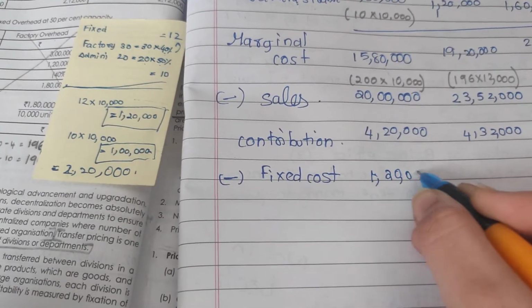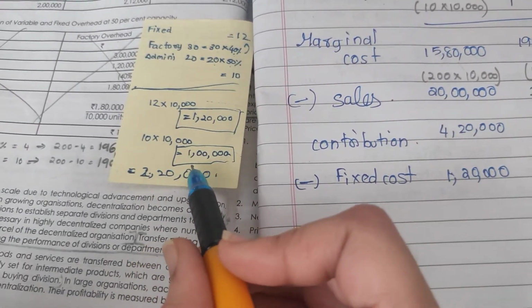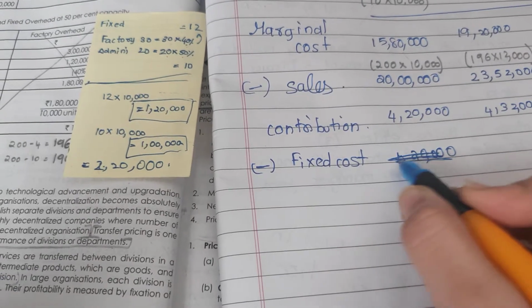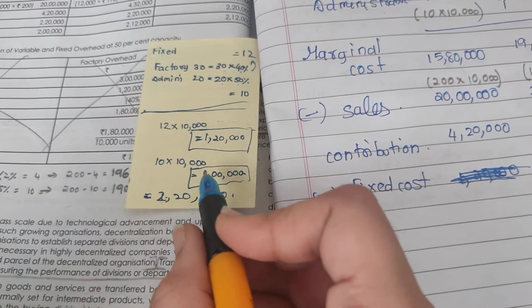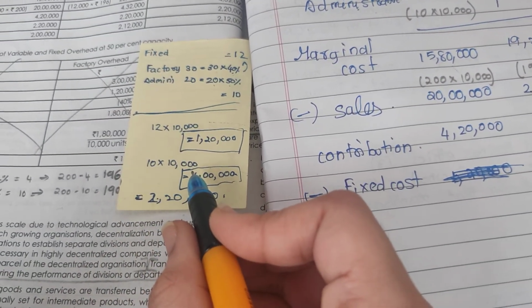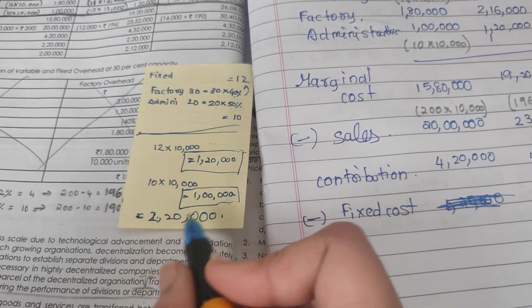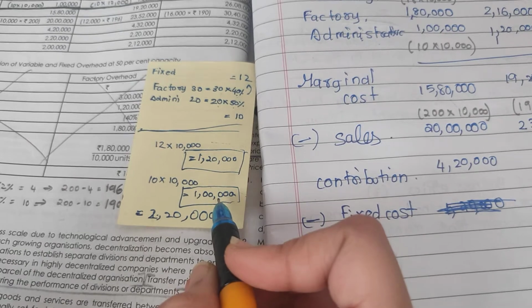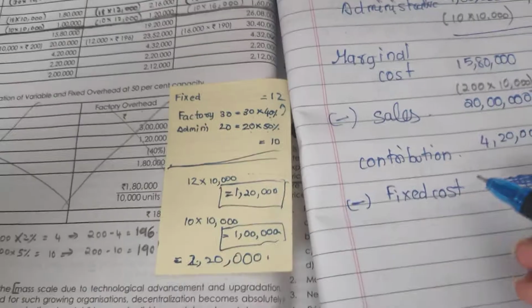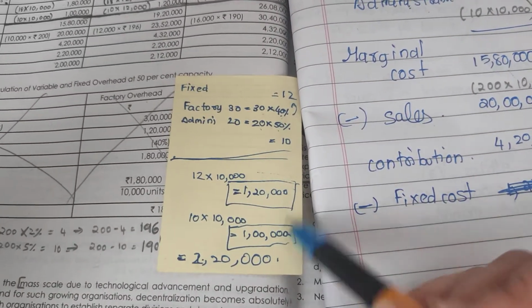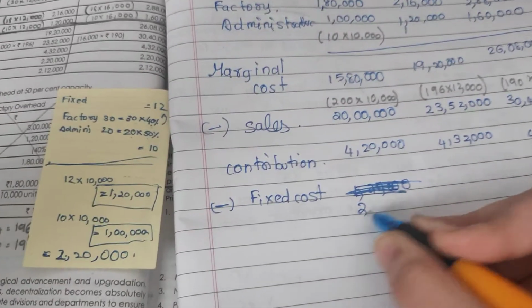1,20,000 here. Then 10 into 10,000 you get 1 lakh. So if you add both of them you get 2 lakh 20,000. That will be your fixed cost. It will remain the same for everything.